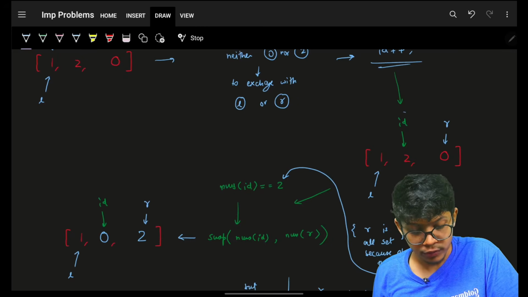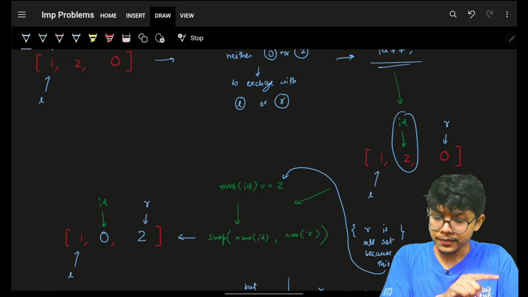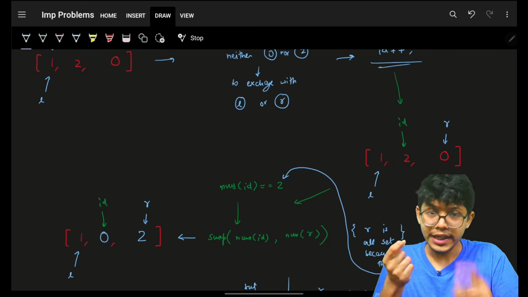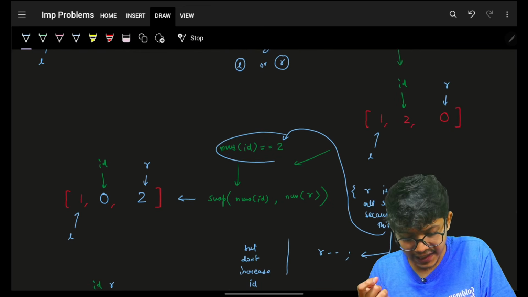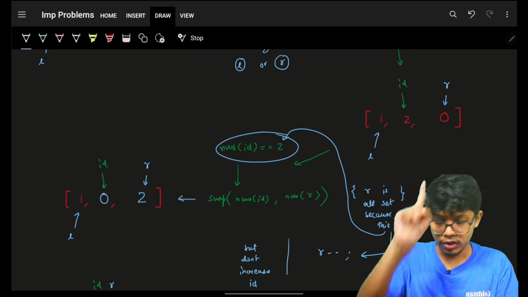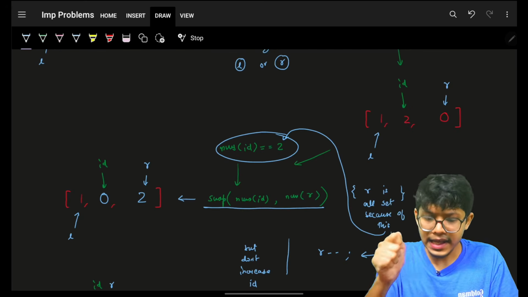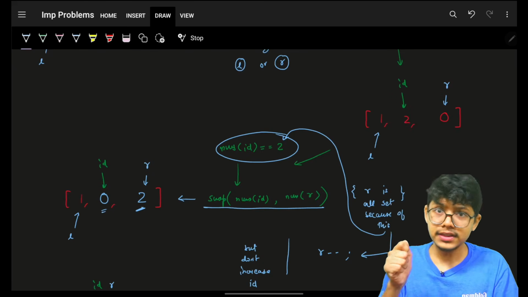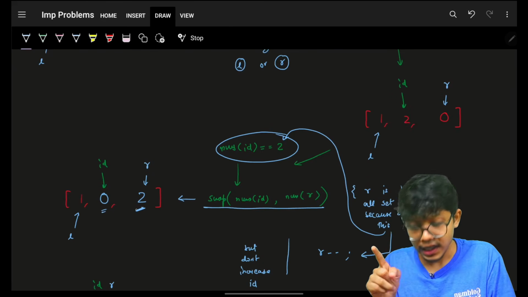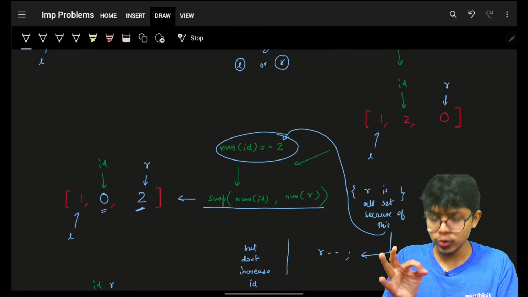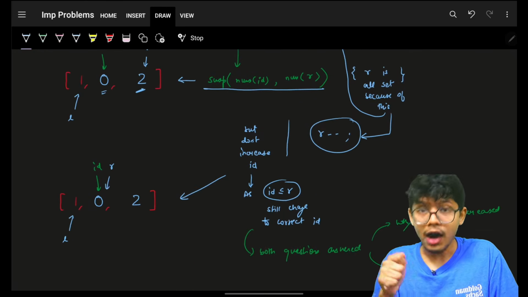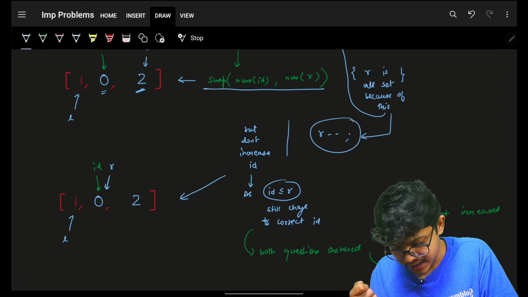Okay, so ID moved. Now ID is at 2. If the ID value is 2, he should go at R. Okay, ID was 2. In step 1, we saw he should swap with R, and then the R value will become 2 and the ID value will become 0. Now we saw that nums of R will always contain a 2. If that is the case, for sure decrease the R. If I decrease the R, how will it look? It will look like this: okay, R is here.